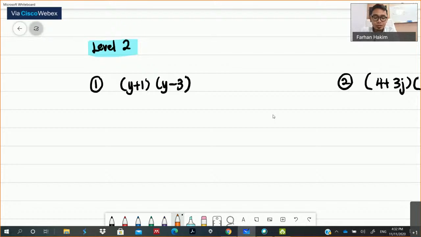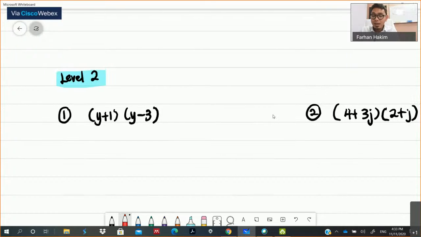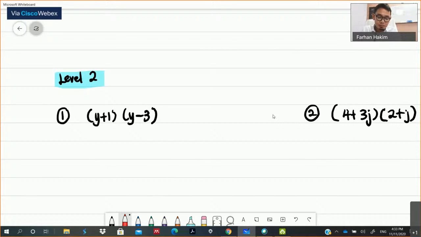So level number 2 is that we are going to expand two brackets, meaning like there are two members in two houses, so we combine them into one house, or open up the house, to unite, to build the mosque. Now what we have to do is multiply. Look at my arrow, multiply y together with y.